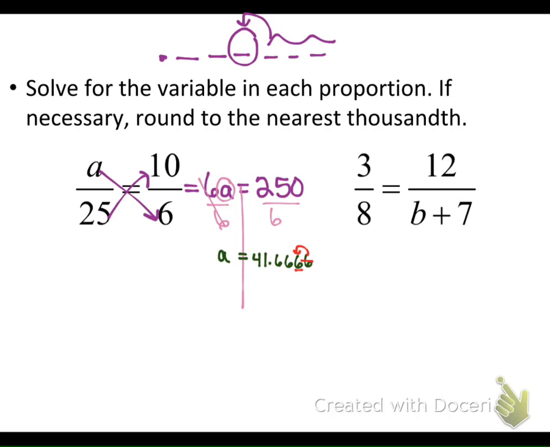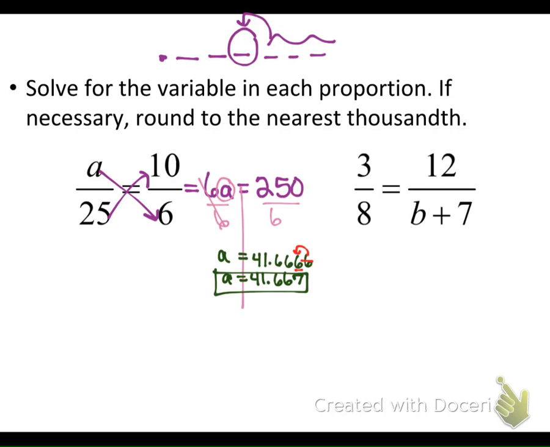So based on my answer, are we going to round the thousandths place up, or is it going to stay the same? It's going to go up to what? So 41.667, and that's our final answer. Okay, so our next proportion.